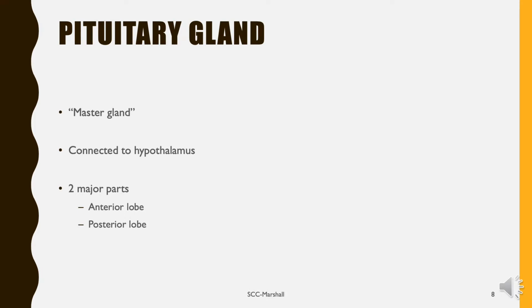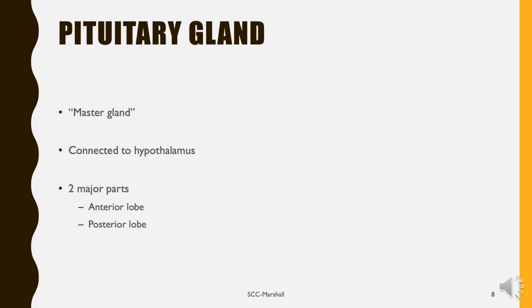The pituitary gland, as I said, is often referred to as the master gland because it controls many endocrine functions. It's connected to the hypothalamus, and remember that interrelationship is going to be very important. The pituitary and the hypothalamus rely on one another considerably. The pituitary gland is going to consist of two major parts, the anterior lobe and the posterior lobe. There's also a smaller intermediate lobe, but we're not going to worry about that for now.